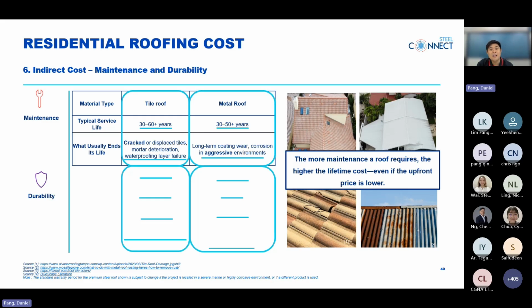Now, looking at a metal roof. The quality metal roof often lasts 30 to 50 plus years. But what usually ends a steel roof's life is actually an aggressive environment. So now we move to the second component of indirect cost, which is durability. When we talk about durability, it's not just about how long a roof can last, it's about how predictable a roof's performance is over time.